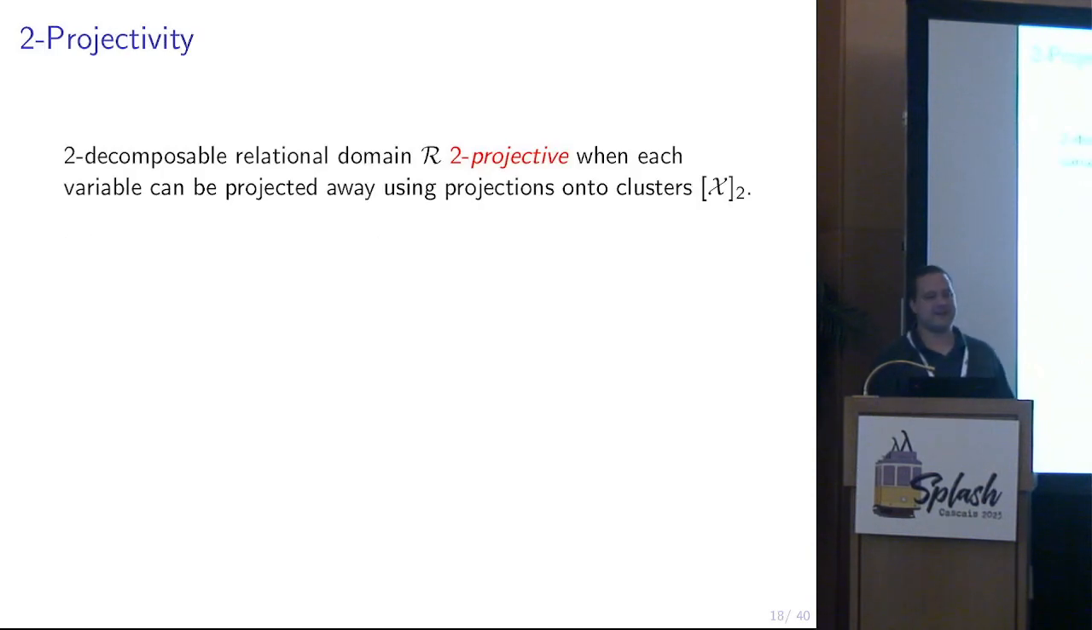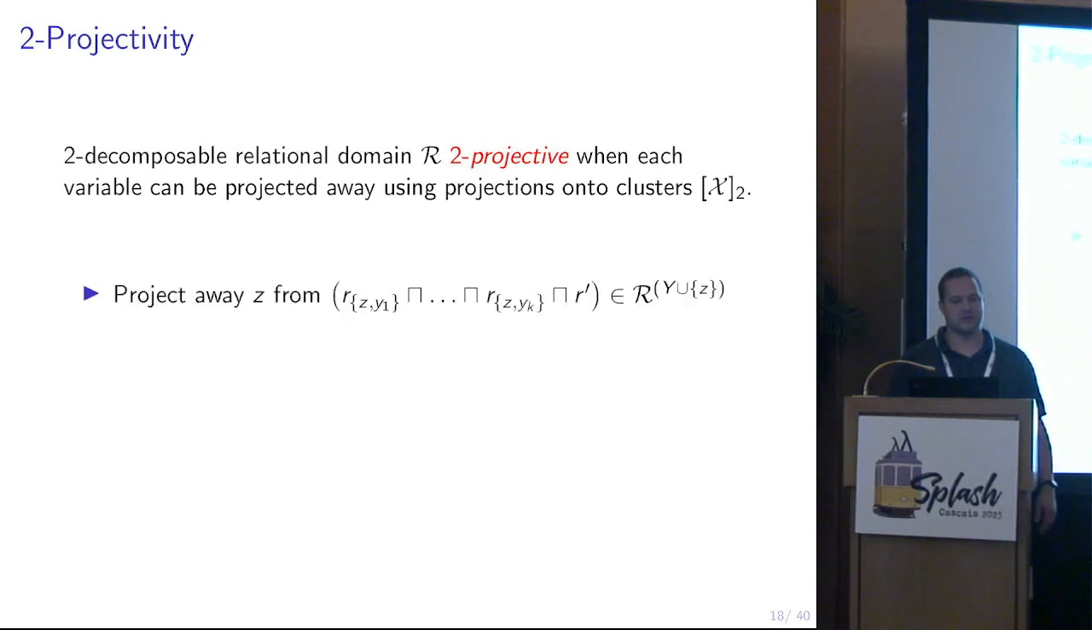And this inspired us to define another property. Namely, we can say that some 2-decomposable domains are additionally 2-projective, and we say it is 2-projective when each variable can be projected away using projections onto clusters only. So what do I mean by this?